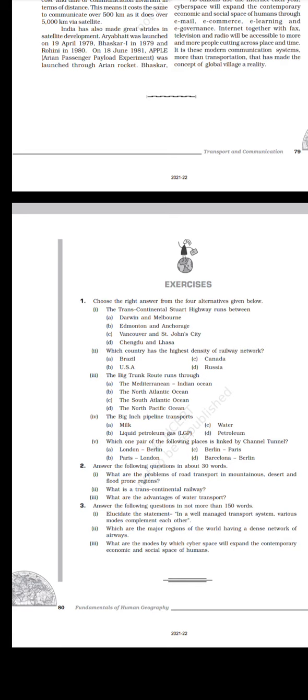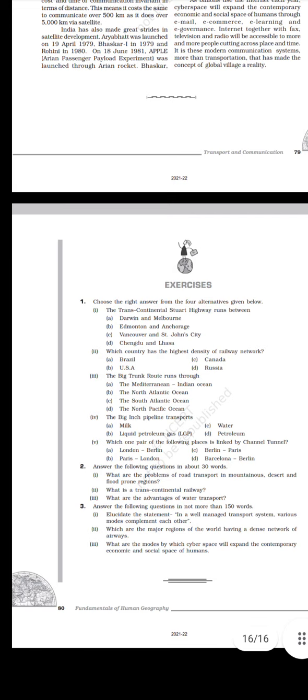Which one pair of the following places is linked by Channel Tunnel? London, Berlin, Paris to London, Berlin to Paris, Barcelona to Berlin. Answer the following questions in about 30 words. What are the problems of road transport in mountainous, desert and flood-prone regions? What is a transcontinental railway? What are the advantages of water transport?